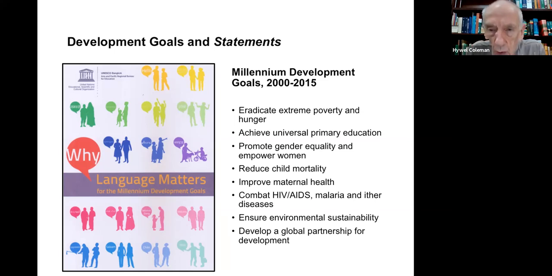I think everybody found that very useful. And the assumption was probably that the Sustainable Development Goals would give a similar role, or would recognize the importance of language in the same way. But I'll hand back to Philip now.